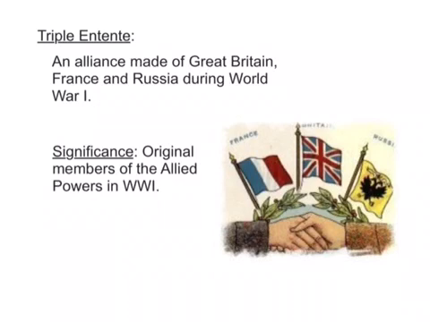The last key term for this unit is the Triple Entente, which is an alliance made of Great Britain, France, and Russia during World War I. So the significance is that this was the original members of the Allied powers in World War I. Make sure that you're either writing the significance, using key terms, or drawing a picture of this in the far right-hand side of your vocabulary chart.